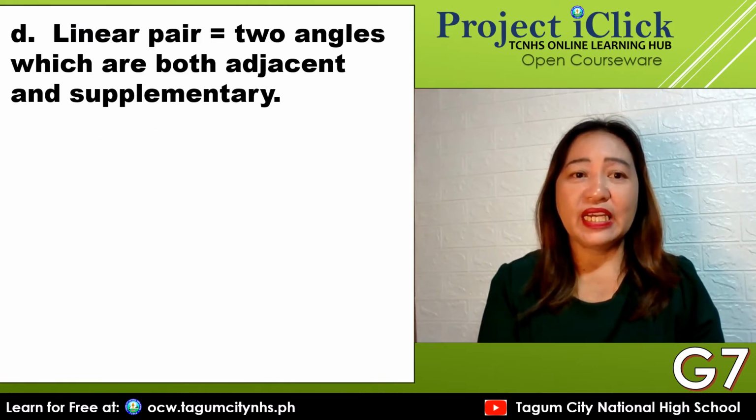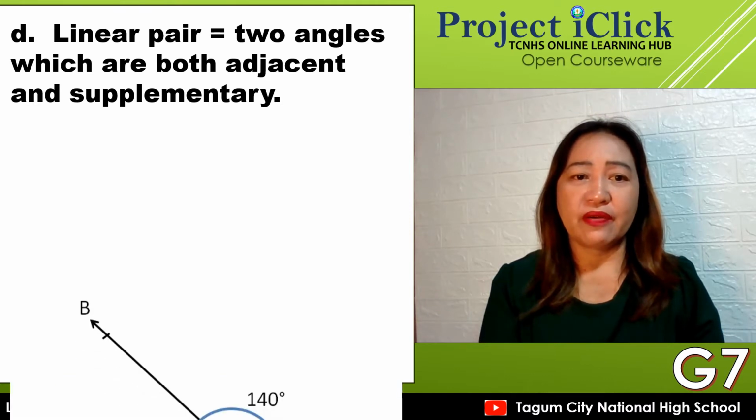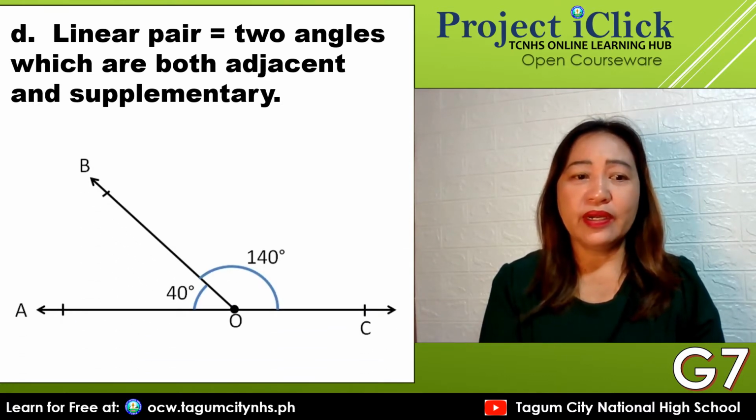Next, we have linear pair. These are two angles which are both adjacent and supplementary. So in this figure, angle AOB and angle COB are said to be a linear pair. They are both adjacent because they share the common endpoint and a common side. And they are also supplementary angles because the sum of their measures is 180 degrees.